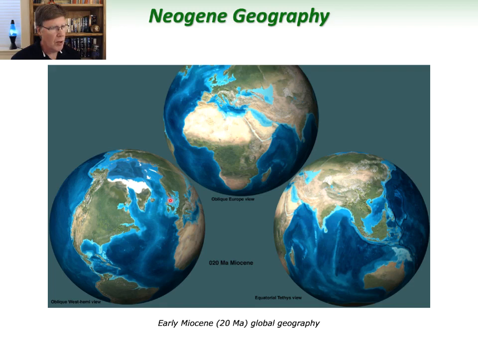Parts of Europe are inundated with shallow marine environments, as is Florida. So there's some minor differences. You can still have open passageways between Pacific and North Atlantic here. Those are minor changes. Everything else is pretty similar to that of today.